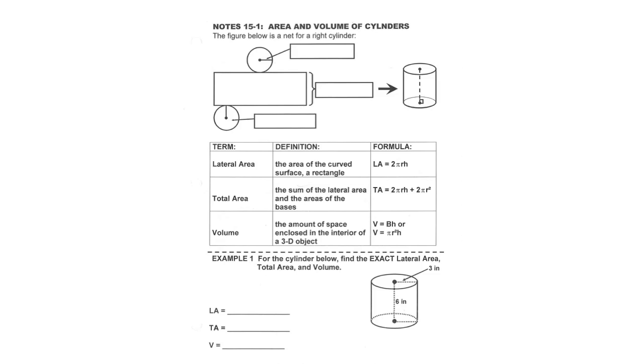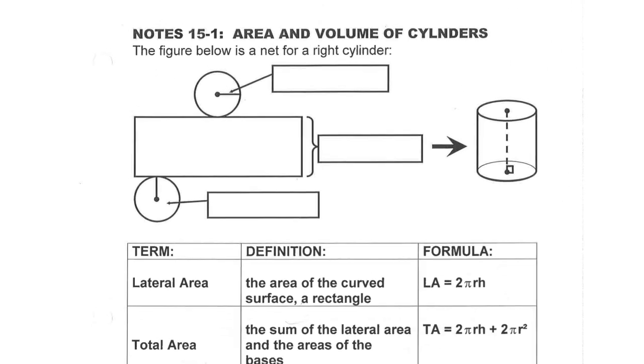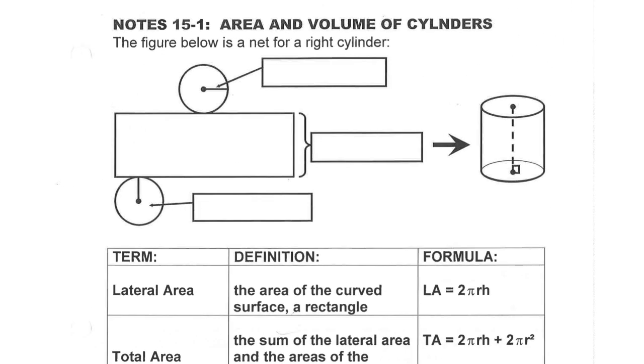All right, guys, so we're starting a new chapter today. This is going to be talking about cylinders and cones for most of it. We're going to find area and volume for these. I want to start off looking at the cylinder.